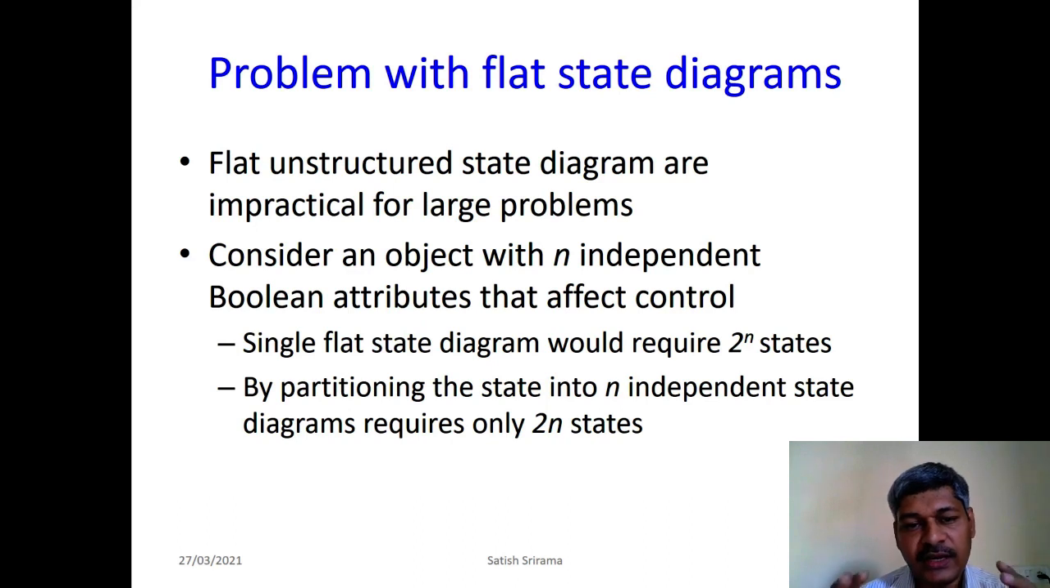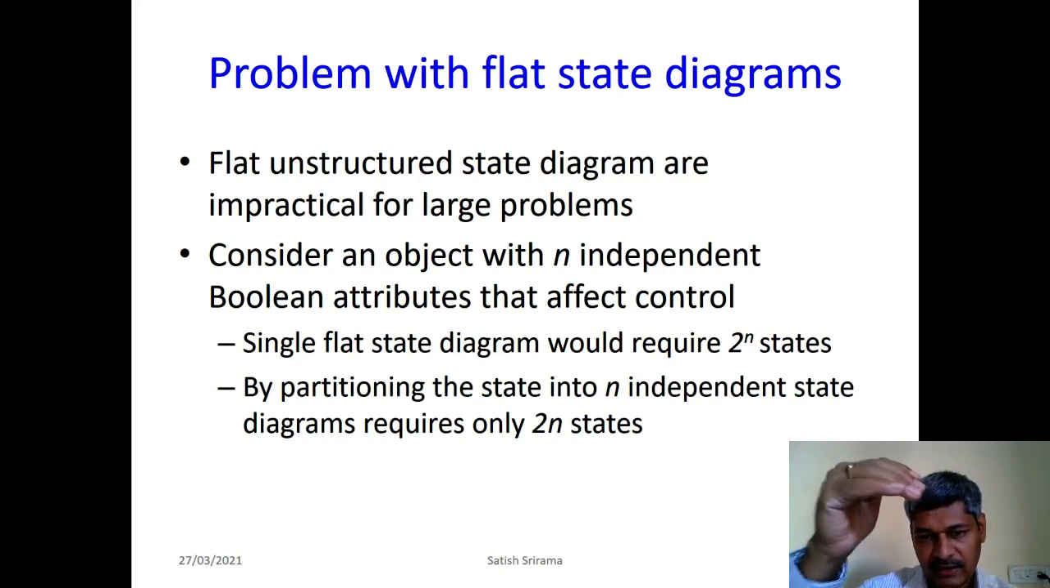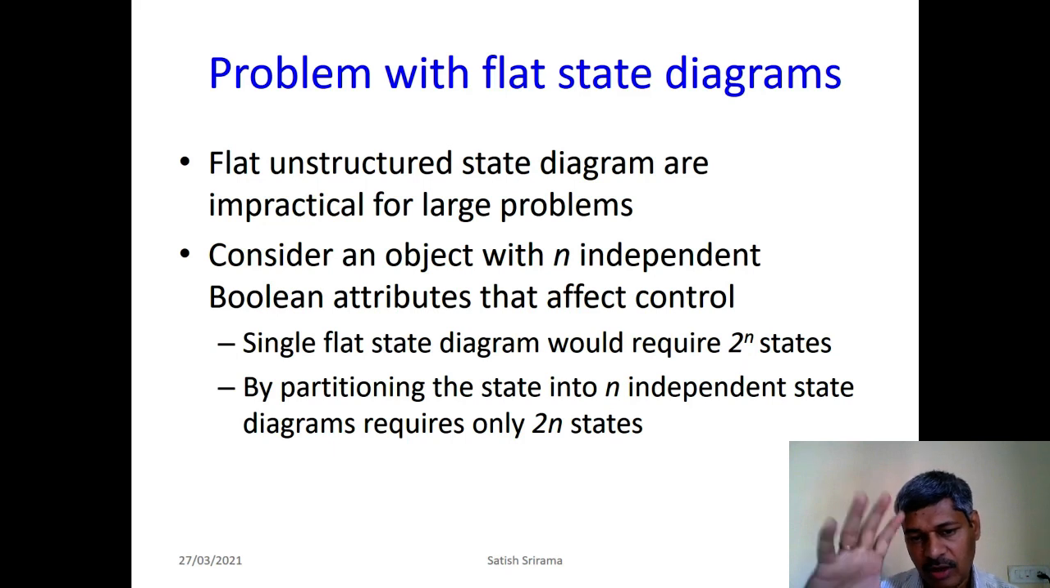Flat unstructured state diagrams are impractical, especially when you consider large problems. They are highly impractical. I'll try to give you some examples. Consider an object, which is a class. It has n independent Boolean attributes that are actually affecting its control. Their states control this sort of object. So that means this object can be in a total of 2 to the power of n states.